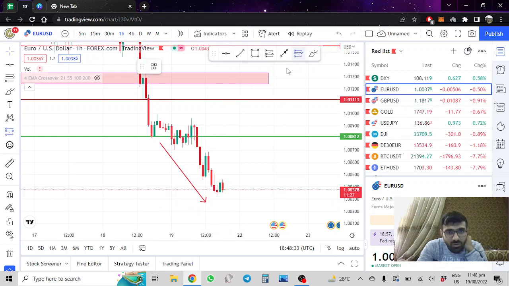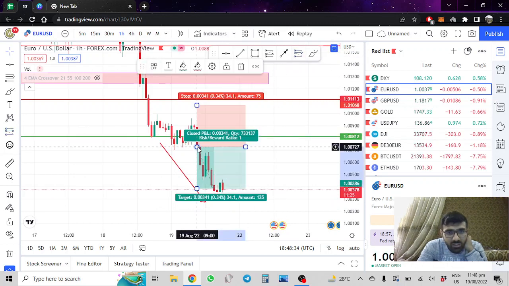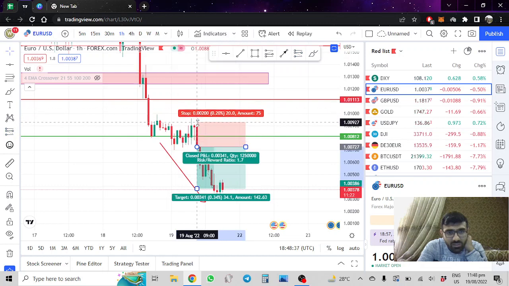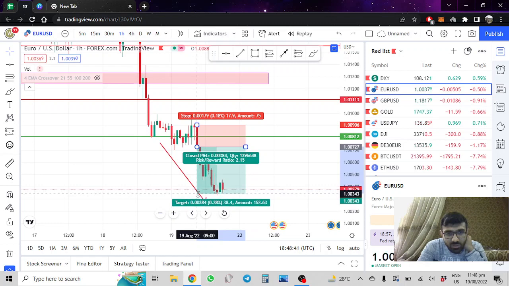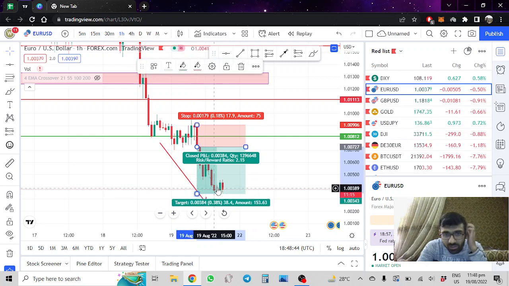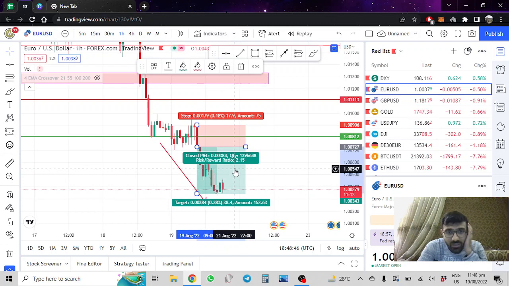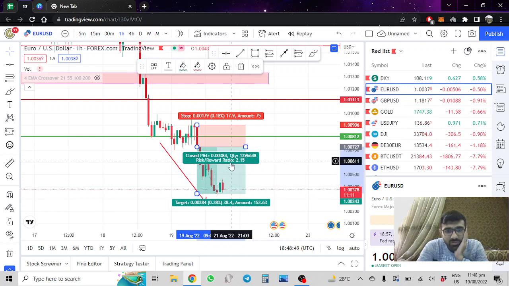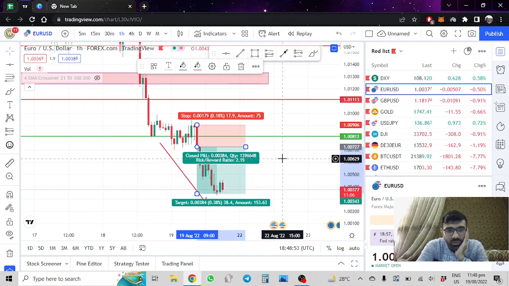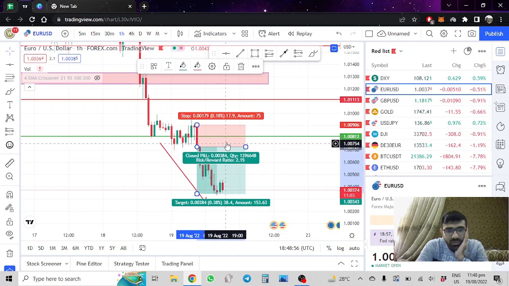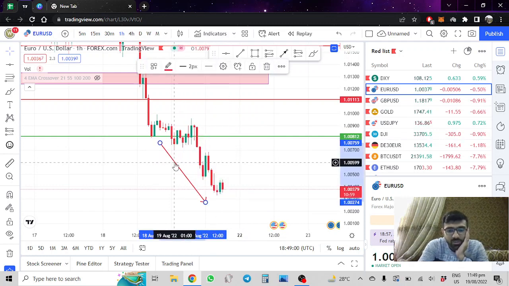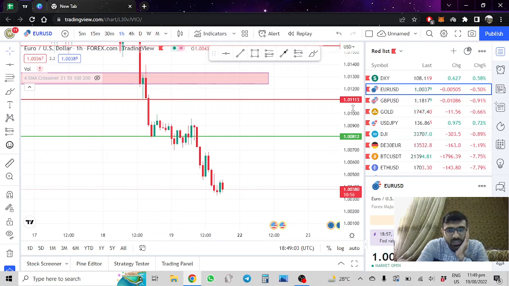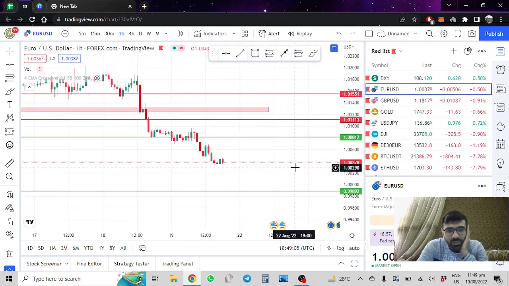For your reference, I will create a level so you can see how much profit you could have made. It is a good risk to reward ratio of 1 to 2, which is quite great, as it is more than twice your stop loss. So this is great. This scenario came into play as well. Now let's try to analyze what scenario is going to come into play next.